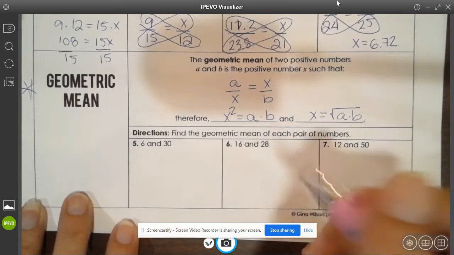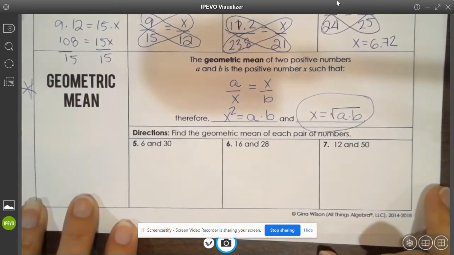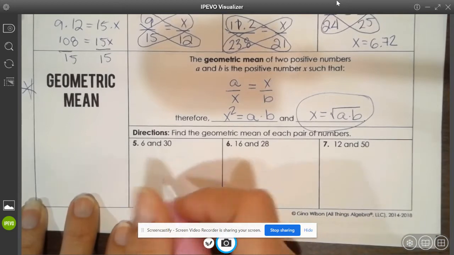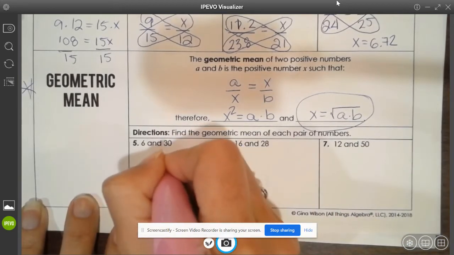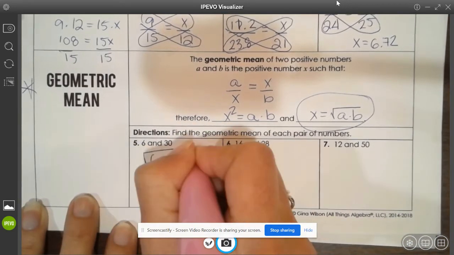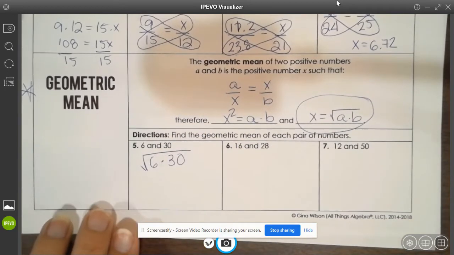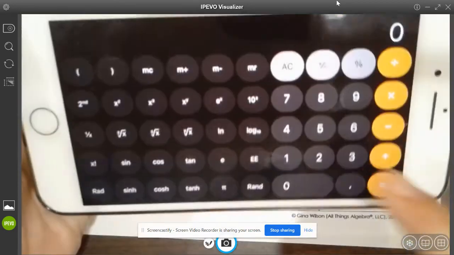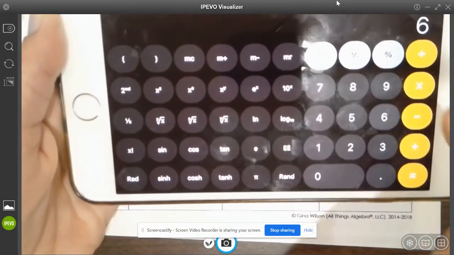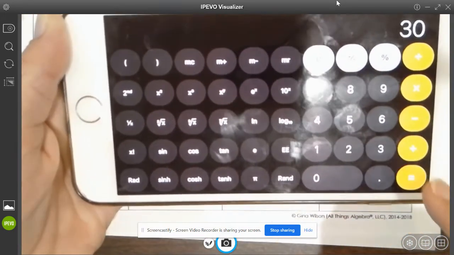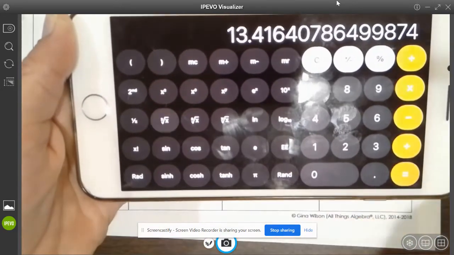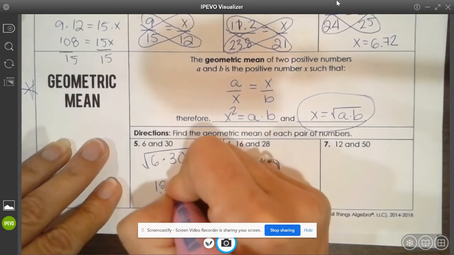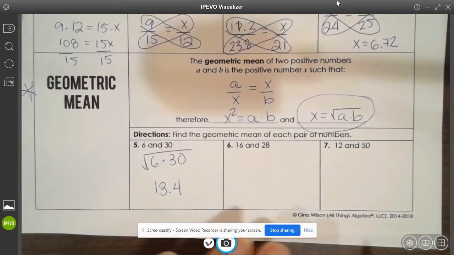Let's do that. Using this formula, because we derived it and it makes it easier, we're going to multiply them, 6 times 30, and then take the square root of that. You can just do that in the calculator. We get 6 times 30 equals, and then take the square root. We get 13.4. And that's all you've got to do here.